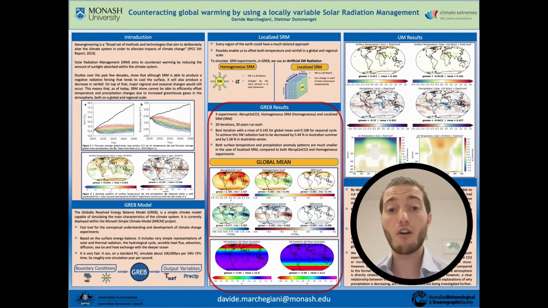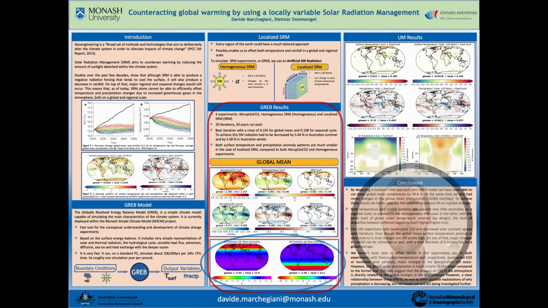And as you can see from our GREB results, we were able to effectively offset both surface temperature and rainfall by using the localized solar radiation management approach, with very low global mean anomalies and regional changes as well. To obtain these results, we had to decrease our shortwave radiation by around 5.5% overall.